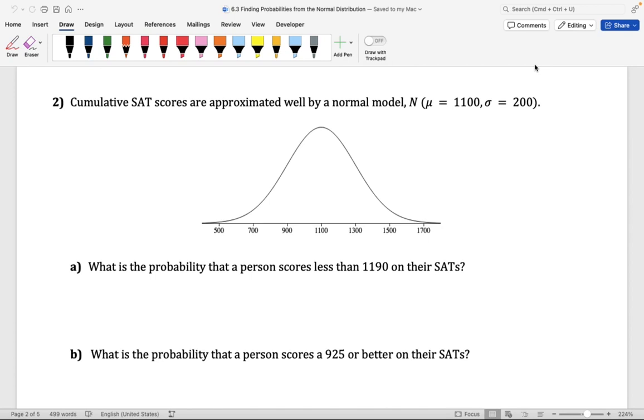Now we're going to consider an example where we're given a real-life situation. Here's an example of a random variable that follows a normal distribution. SAT scores are approximated well using a normal distribution, also known as a normal model. The distribution of SAT scores follows a normal distribution with a mean score equal to 1,100 and a standard deviation equal to 200. With the mean and the standard deviation, the normal distribution curve below was created.